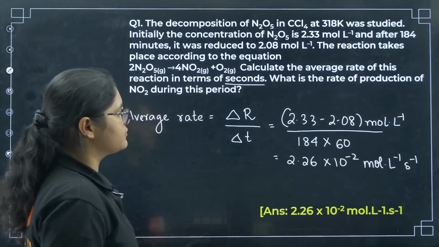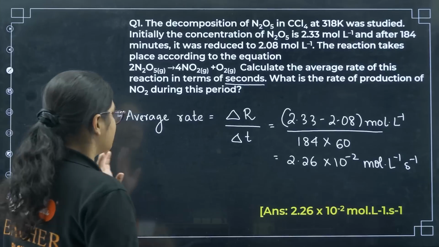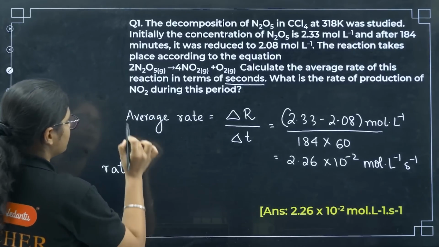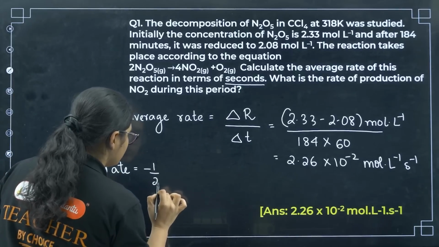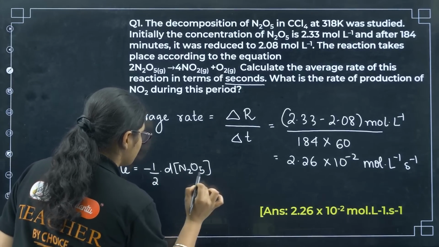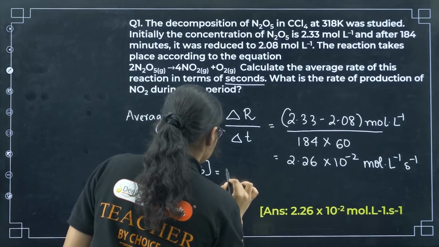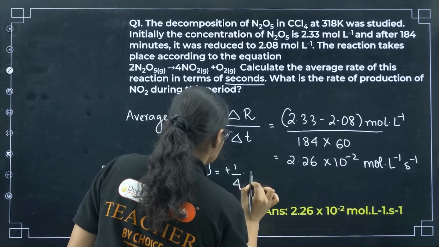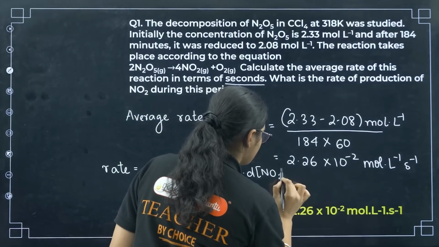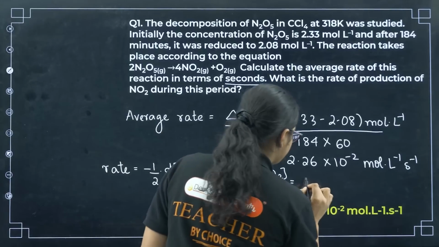Now see the next part of the question. What is the rate of production of NO2 during this period? If I write the differential rate equation, then rate is equal to minus 1 by 2 dN2O5 by dt, is equal to plus 1 by 4 dNO2 by dt, is equal to dO2 by dt.